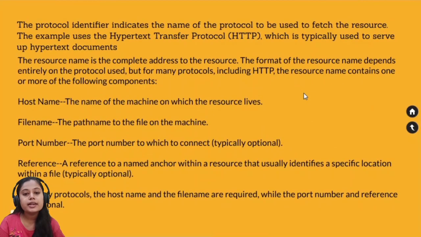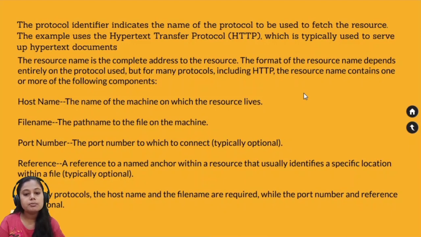The protocol identifier indicates the name of the protocol to be used to fetch the resource. The example which we had mentioned before uses the Hypertext Transfer Protocol, HTTP, which is typically used to serve hypertext documents. The resource name is the complete address to the resource. The format of the resource name depends entirely on the protocol used. But for many protocols including HTTP, the resource name contains one or more of the following components: host name, file name, port number, reference.